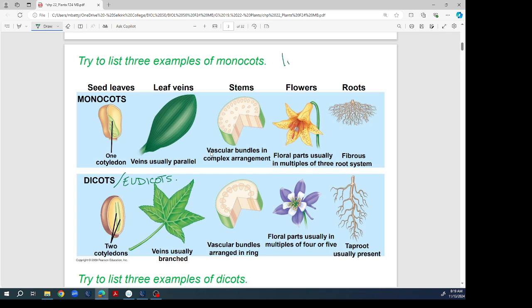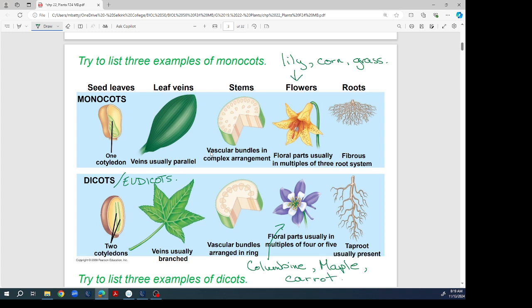So here would be a lily, right? We could talk about corn. We could talk about grass, all as monocots. And then the dicots, this flower is a columbine. They'll grow wild. They also self-seed like crazy. A maple tree maybe. Maybe a carrot if you want to think of something that has that taproot.